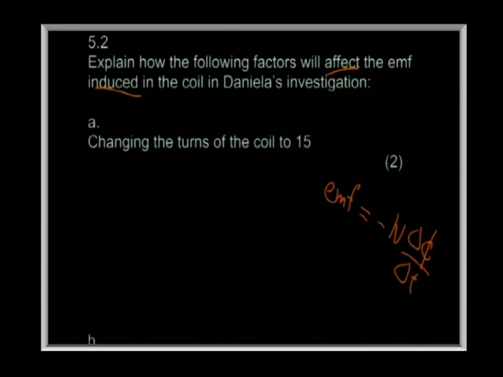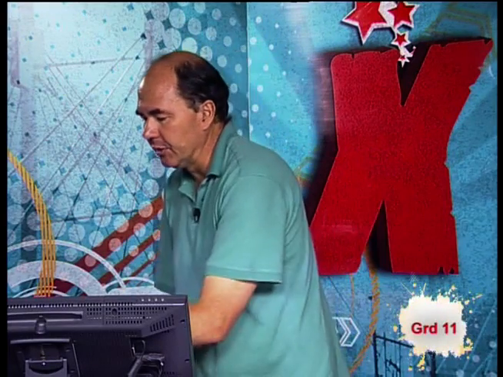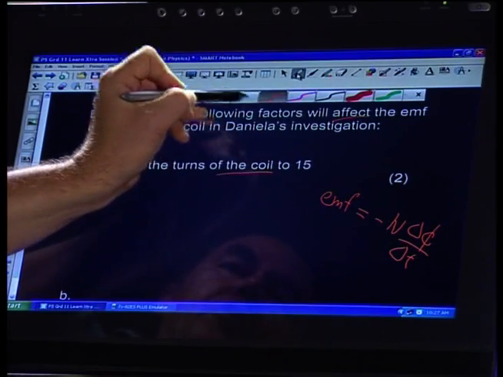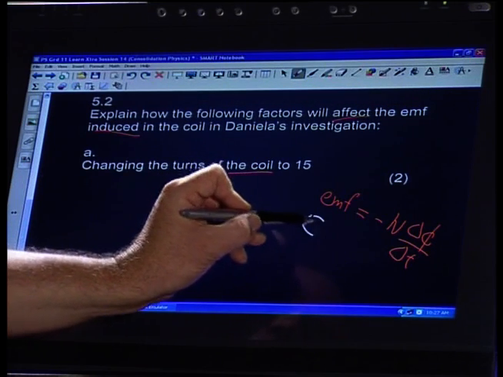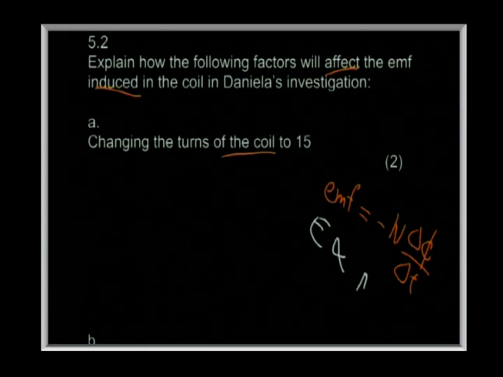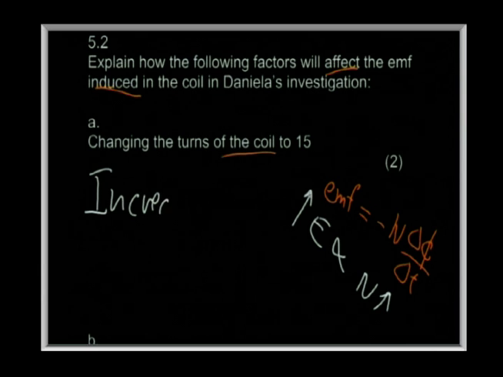Rate of change of magnetic flux, and we've included the number of turns. So explain how the following factors will affect the EMF if we change the turns of the coil to 15. Remember, we started with one coil, one loop, and now we're increasing the number of turns. So what's going to happen? EMF from here, the E value, is directly proportional to N. So if you increase the number of turns, what's going to happen to that? We're going to say it's going to increase. That's going to increase the EMF.